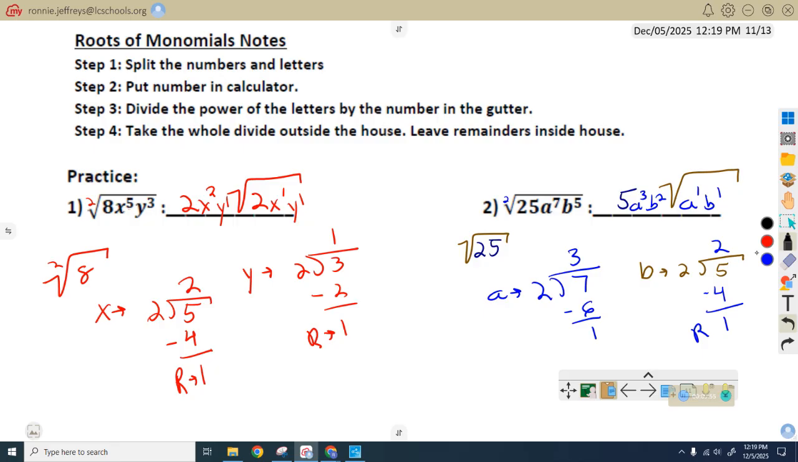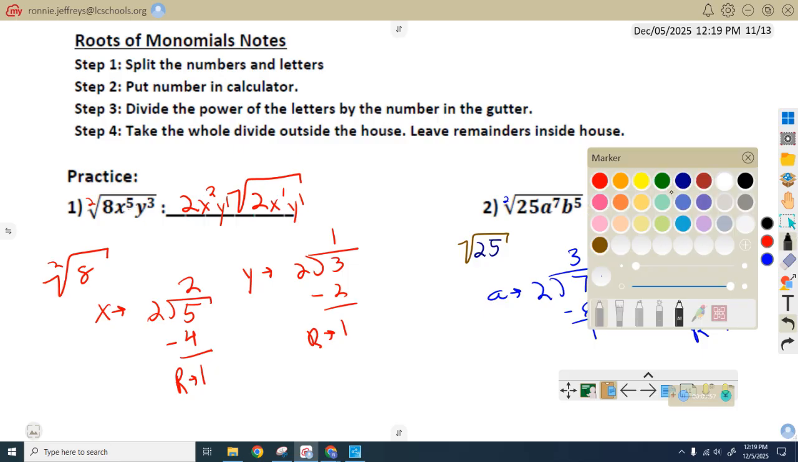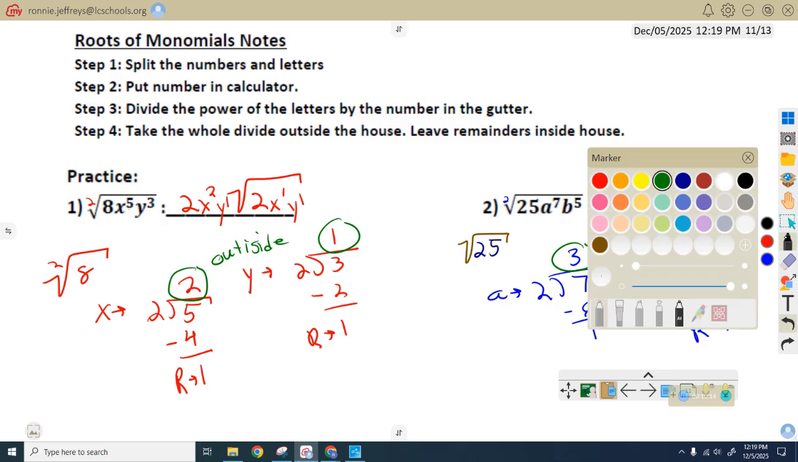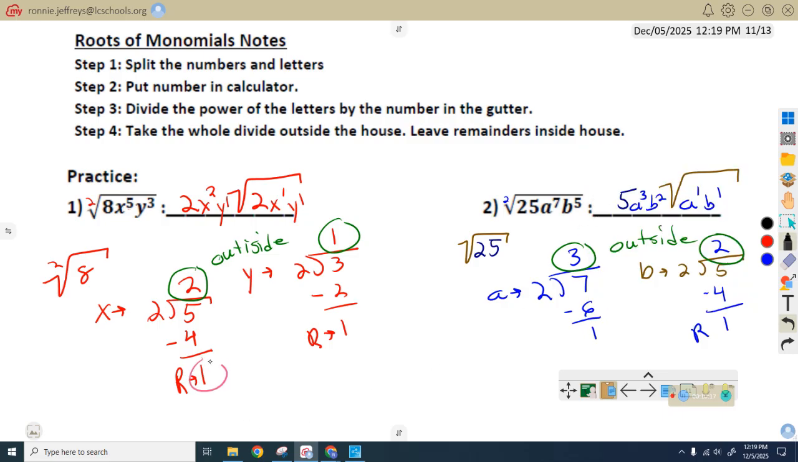So if we were to make a note right now. Notice that these numbers are all on the outside of the house. And these numbers are on the inside.